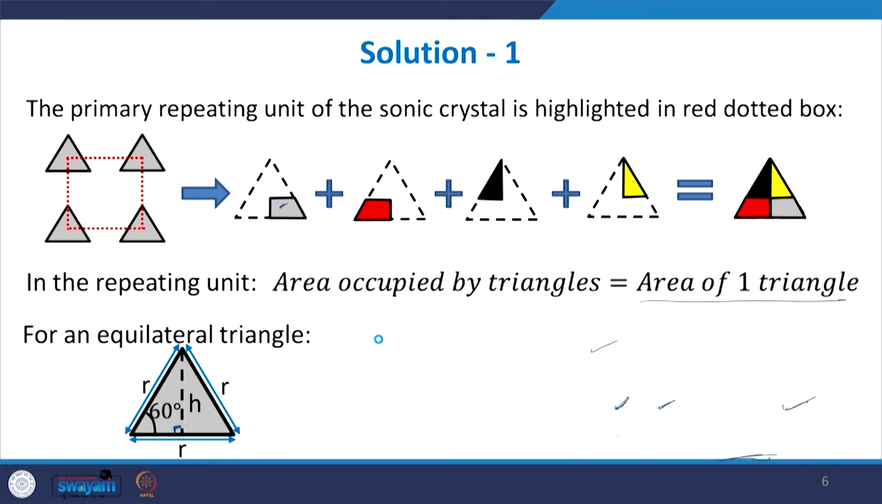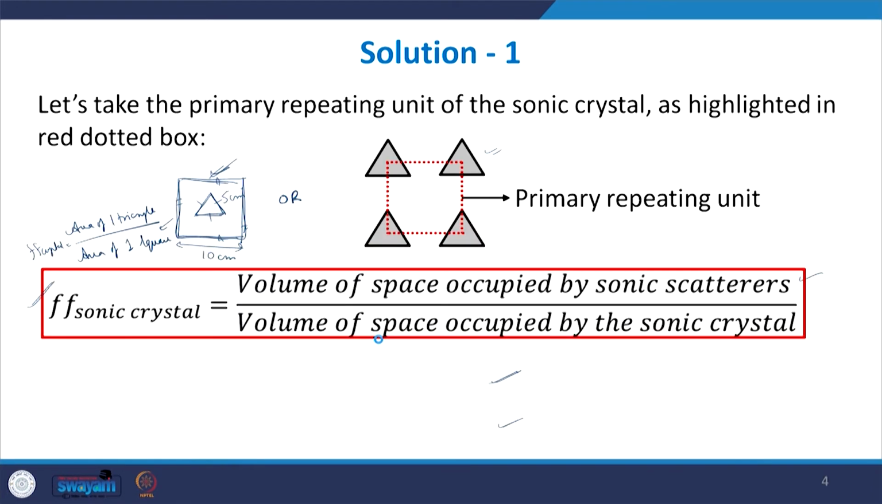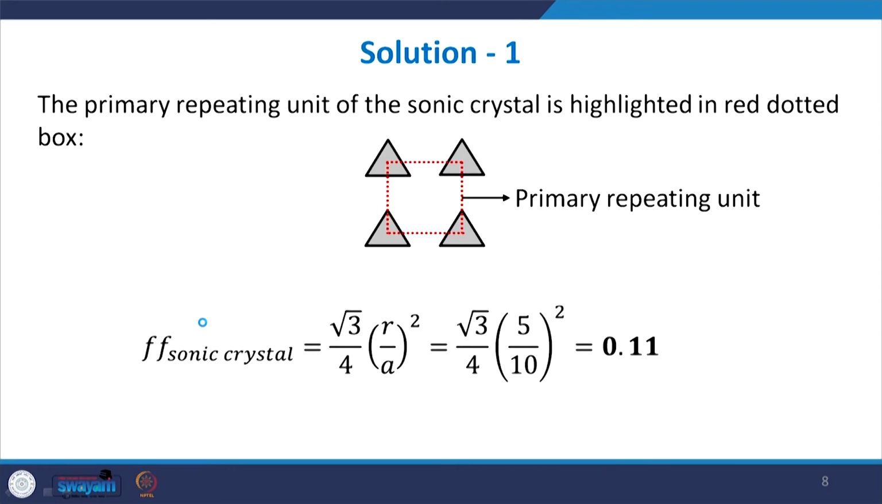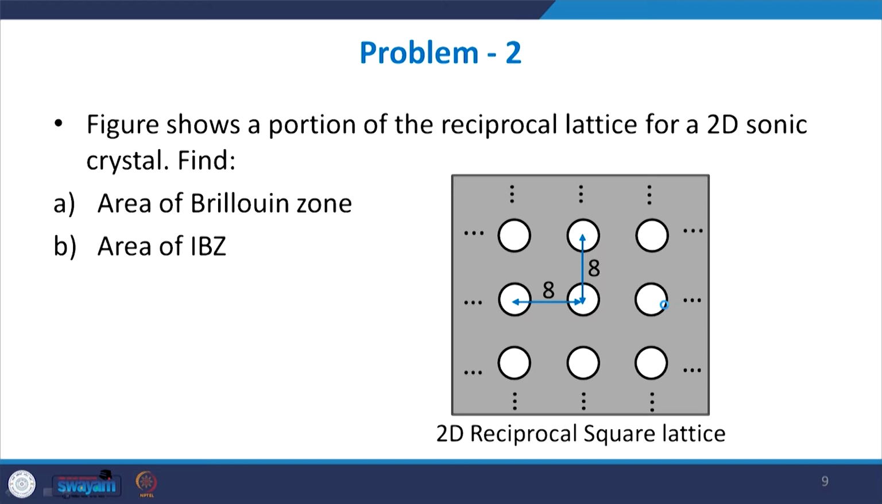So if I go back to the question just one more time. Here this is 5 centimeters, the side length of the triangle, and for the square it is 10 centimeters. So when you put that value in this expression, it is root 3 by 4 into 5 by 10 whole square. So this is what you get. So this becomes the filling fraction. So this is the end result. Okay, so this was a question.